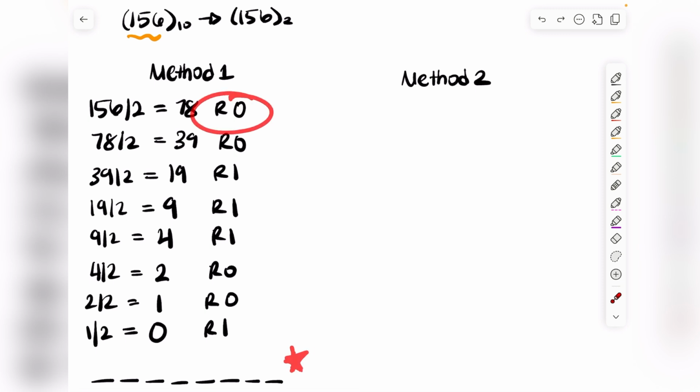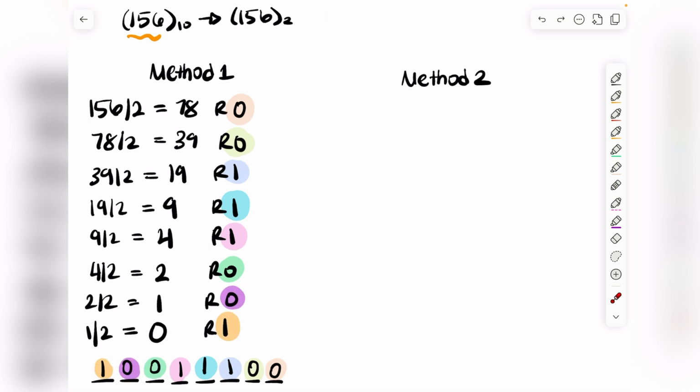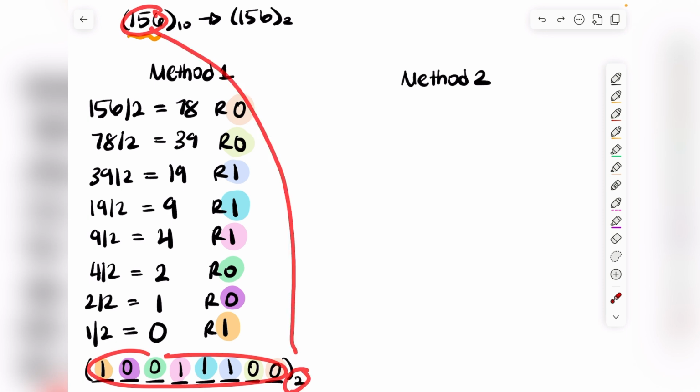If this is the first number you see, then because you're starting from the right side, that's the first number you're going to put down here. So this 0 is going to be put right there. Then this 0 is going to be put right there. Then this 1 is going to be put right here. This one's going to be here. This one's going to be there. This 0 is going to be here. This 0 is going to be there. And then this one is going to be there. And this is 156 in base 2 in binary.